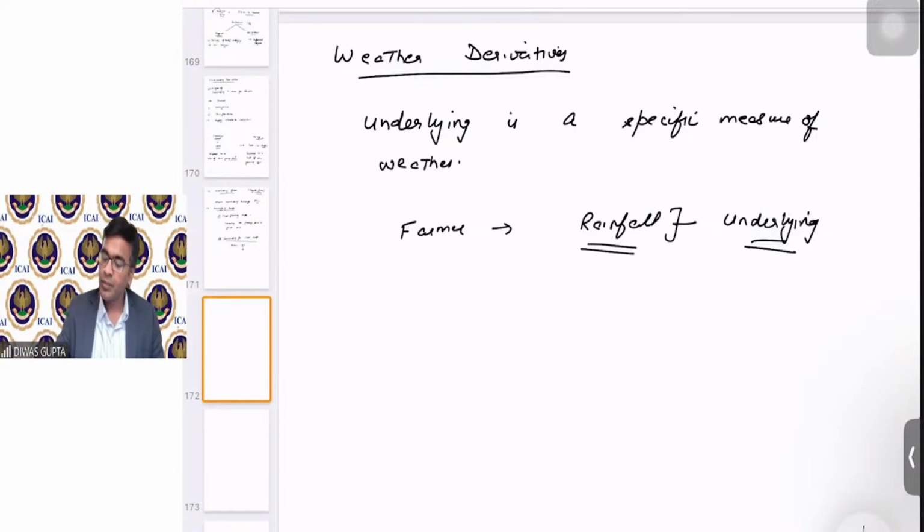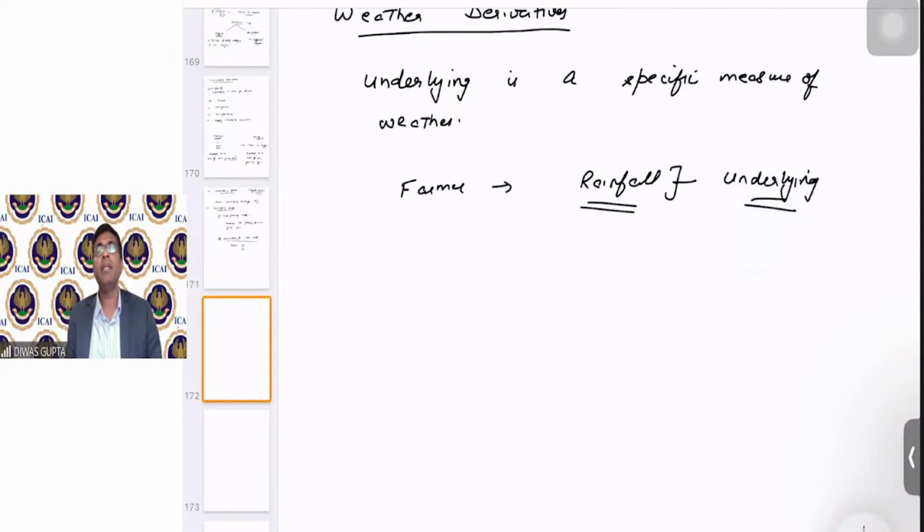Now, in this, students, please remember, any kind of weather cannot go for a weather derivative. First of all, the data should be available. The specific data should be available. There has to be a consistent way of measuring that data. Then only a weather derivative can be used. Second, please don't confuse it with an insurance contract. This is not an insurance contract.